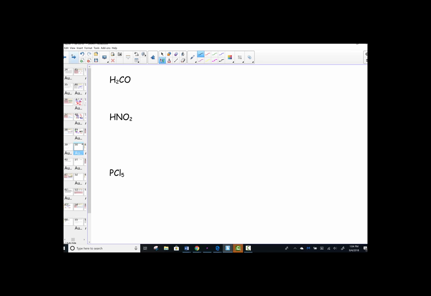We're going to keep practicing a little bit. H2CO, the least electronegative element is carbon. Let's tally how many electrons total. 2 from each of the H's, plus 4 more is 6, plus 6 from the oxygen, we have 12 dots, no more, no less.